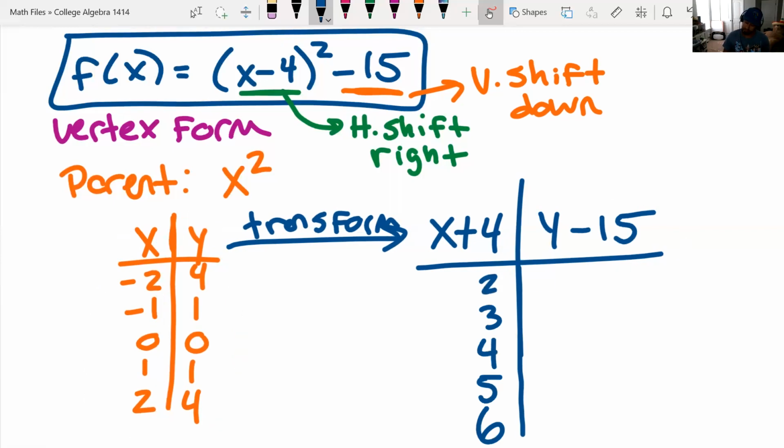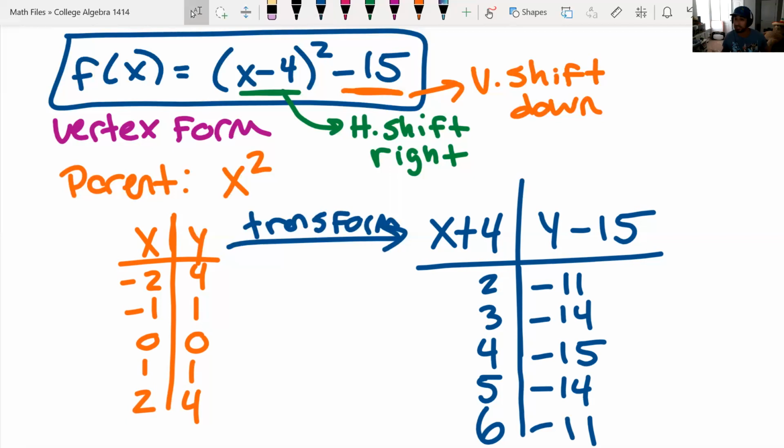Done with that. And now take all these y values and subtract 15 from them. 4 minus 15 is negative 11. 1 minus 15 is negative 14. 0 minus 15 is negative 15. 1 minus 15 is negative 14. And 4 minus 15 is negative 11. And we are ready to graph.